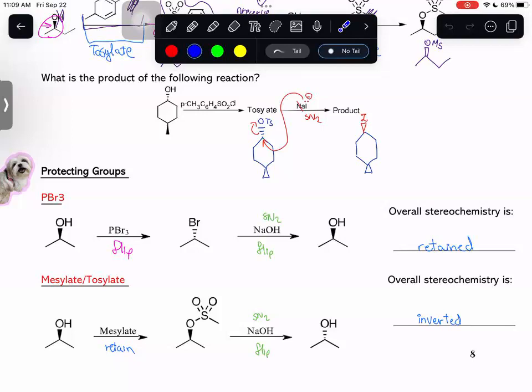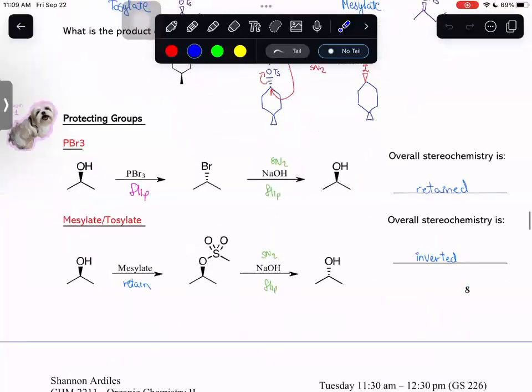Those are considered the same molecule, not an enantiomer? They're going to be the same exact molecule because you're just flipping them around. And that's it. Okay, any other questions on protecting groups?